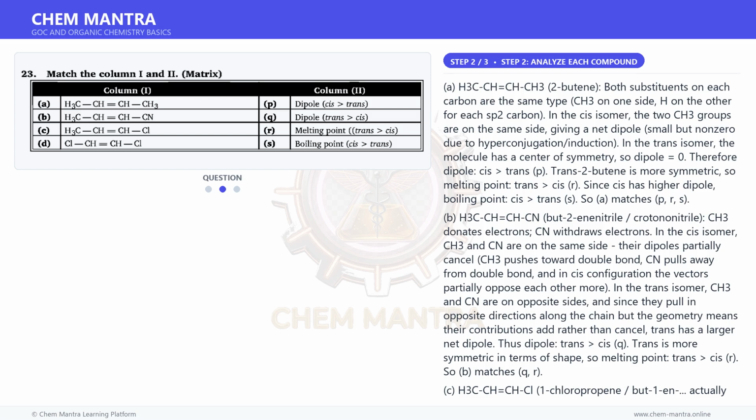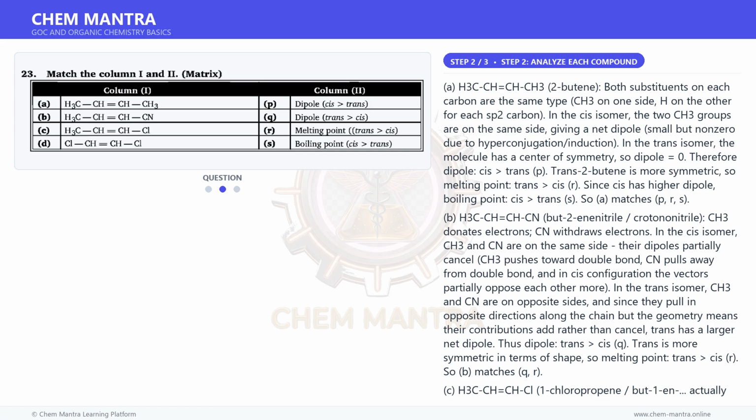A: H3C-CH=CH-CH3, 2-butene. Both substituents on each carbon are the same type, CH3 on one side, H on the other, for each sp2 carbon. In the cis isomer, the two CH3 groups are on the same side, giving a net dipole, small but non-zero due to hyperconjugation and induction. In the trans isomer, the molecule has a center of symmetry, so dipole equals 0.